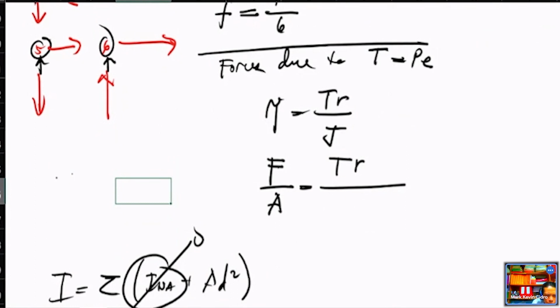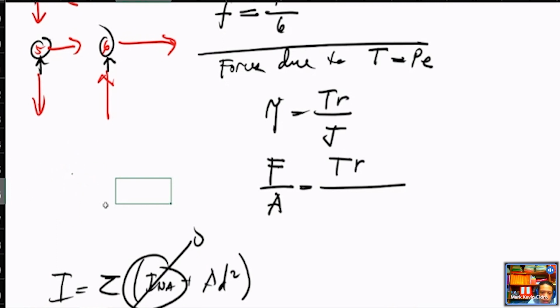What is I_NA of a circle? That is pi d raised to 4 over 64. Is this right? Pi d raised to 4 over 64. Your d here is very small, then you raise it to the power of 4, and then divide by 64. Do you see? That is why we neglect this quantity.